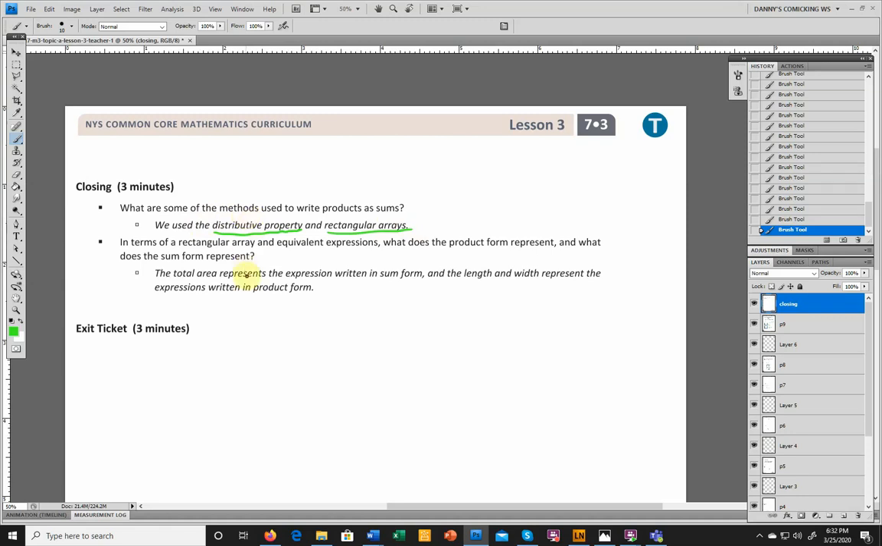In terms of rectangular arrays and equivalent expressions, what does the product form represent? And what does the sum form represent? The total area represents the expression written in sum form. So remember, that's what you add. You add to get a sum. And the length and width represent expressions written in product form. Remember, the product is what you get when you multiply.